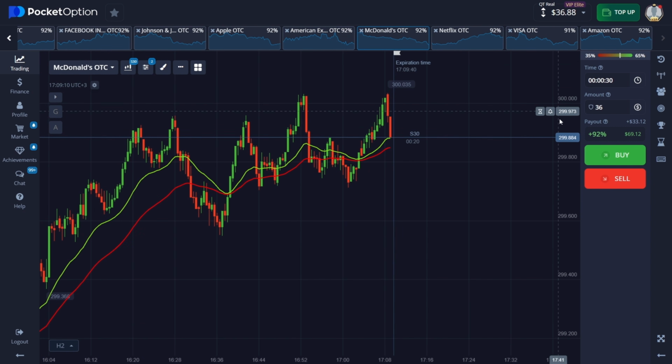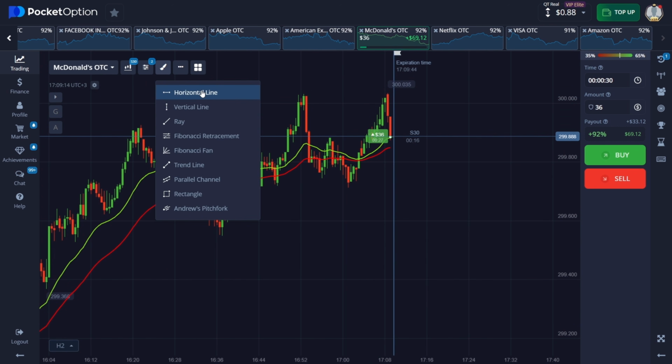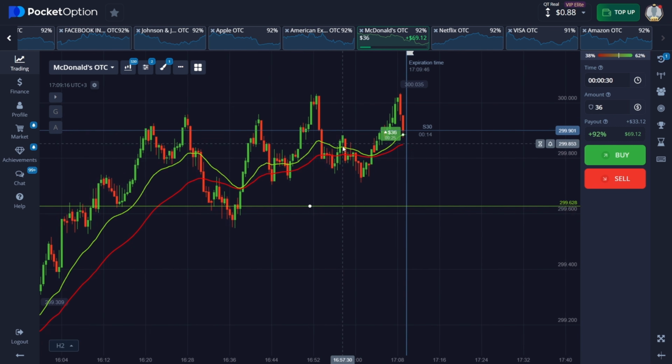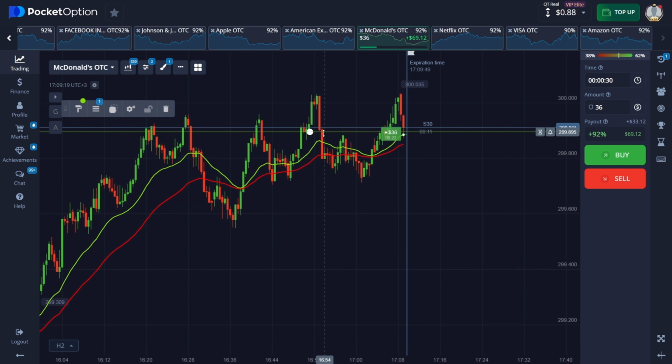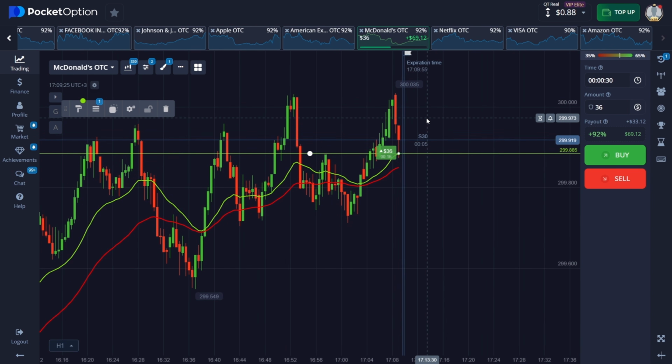Okay, here we have a trade on McDonald's OTC. I got my entry and placed the trade for the upside move from the moving average. Here you can see a support level as well, which is why I took this trade. Currently, the trade is in our favor. This was another 30-second trade, and with only a few seconds left, the trade is still in our favor.